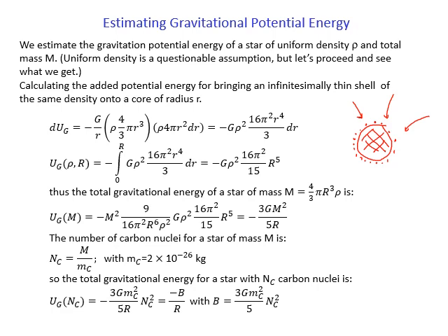So for that little shell, then, the change in total potential energy of the system is the gravitational force divided by the radius, because that's the potential energy, times the mass of the system, which is the density times 4/3 pi r cubed of the original system. So that gives me my total mass. And then the mass of the shell that I'm bringing in, the density times 4 pi r squared dr. So that's a shell, right?